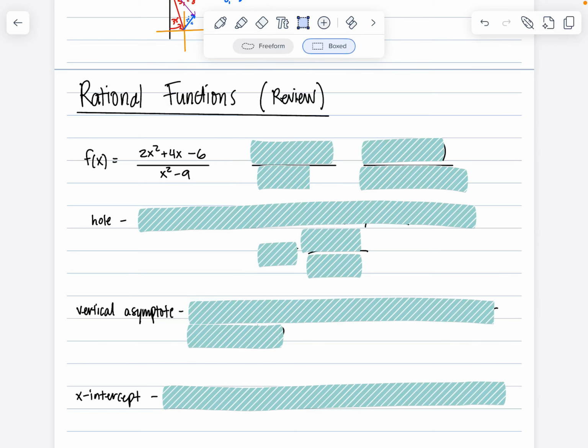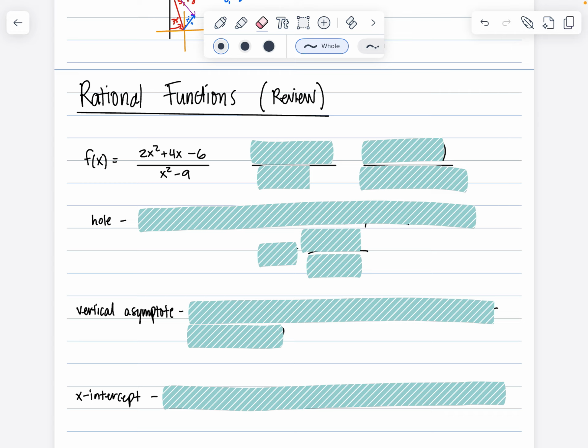Hello and welcome to a review unit, or review section, on rational functions. This is something you should have already covered, so a lot of this should hopefully be just review. And just in case it's not, hopefully it comes back to you really quickly in case you don't remember some, if not a lot, of this.